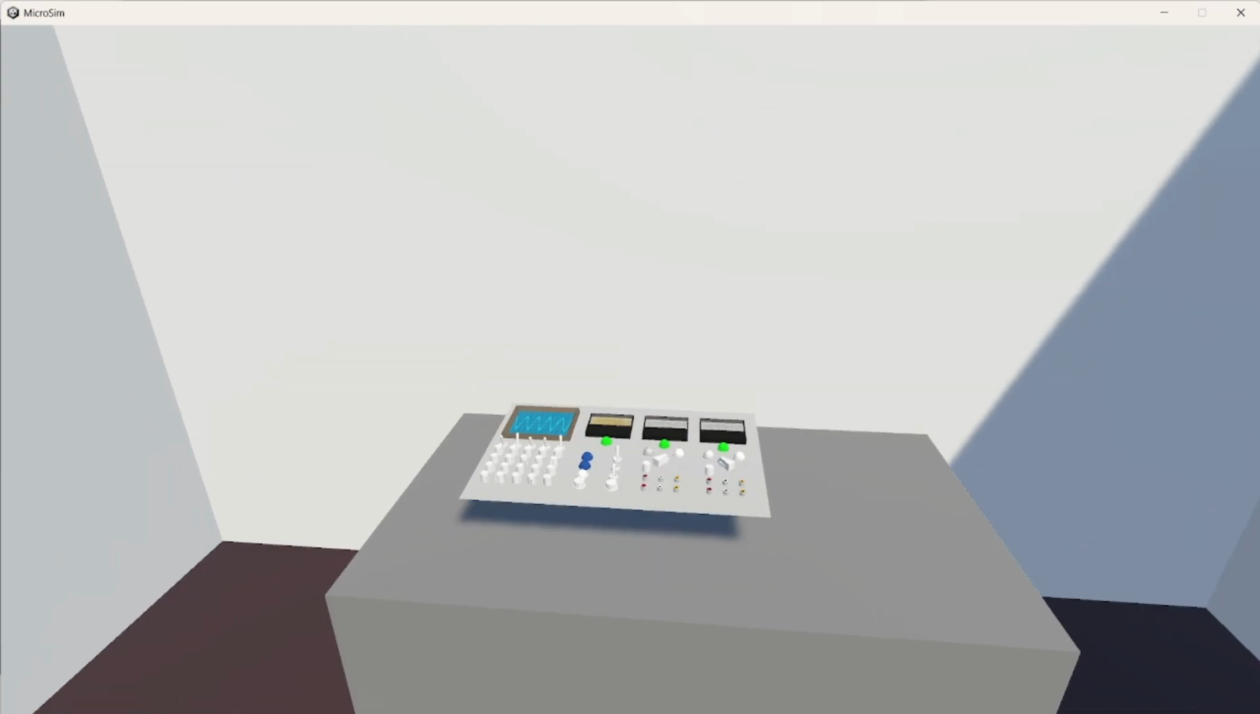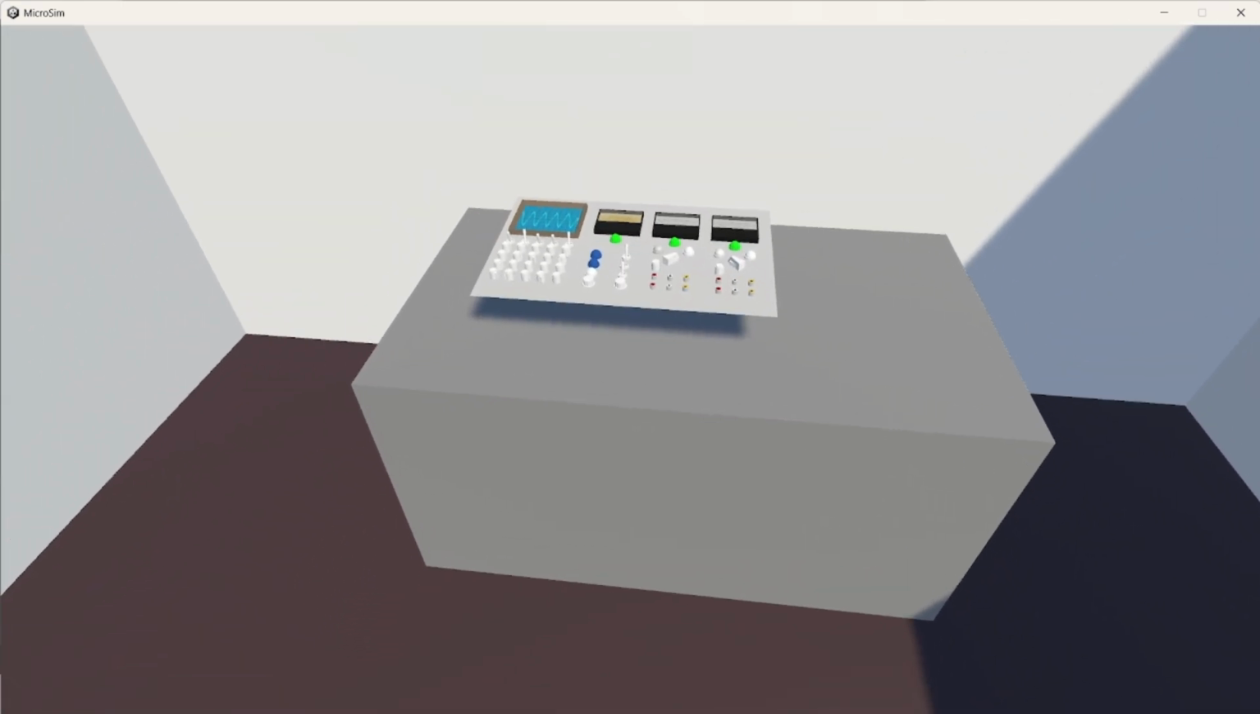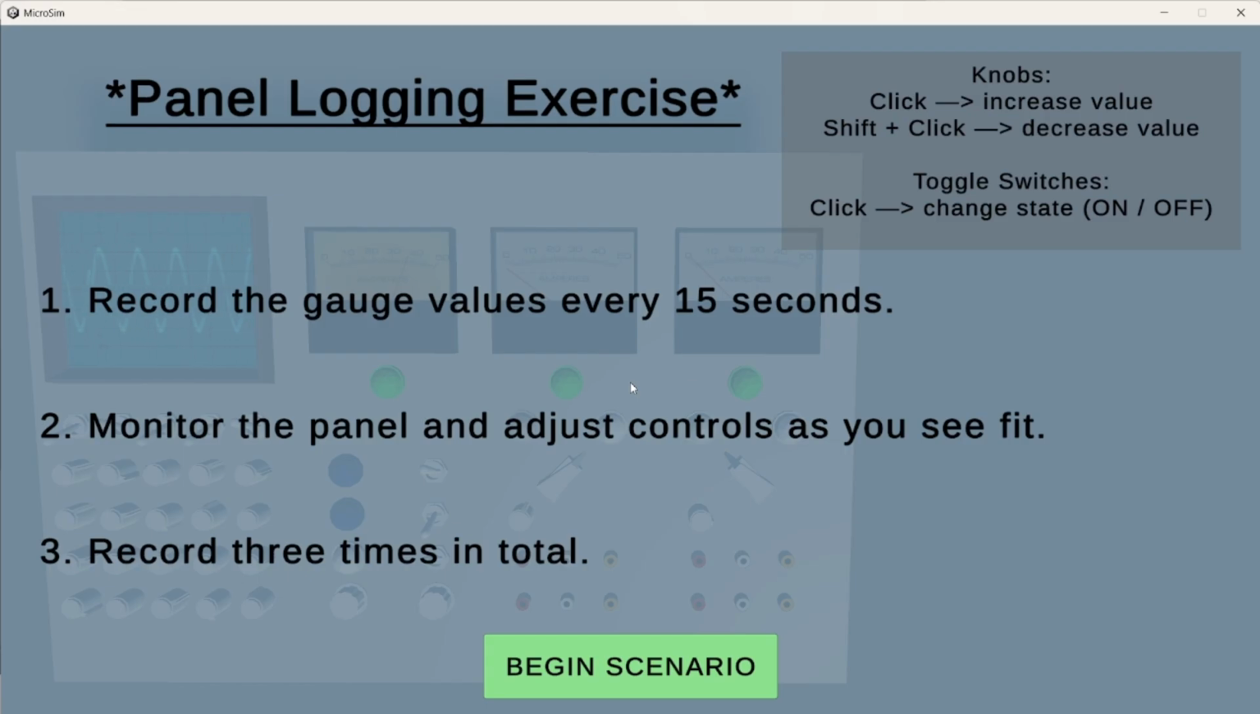And so you start off in this little control room. As you can see, it's a 3D environment. Then the user sees the control panel. They're able to walk up and interact. So now we get to our instruction panel. This is the procedural part of the simulation. So we have a panel logging exercise. We are going to record the gauge values every 15 seconds, monitor the panel and adjust controls as you see fit, and record 3 times in total.